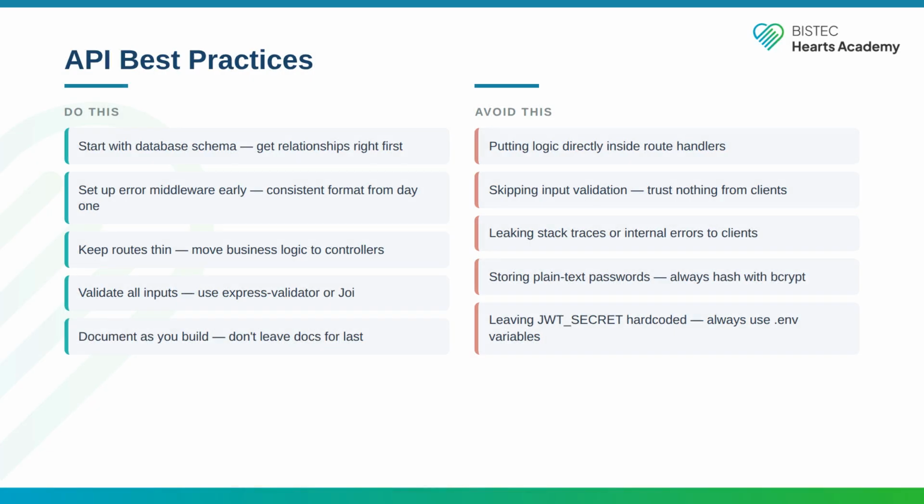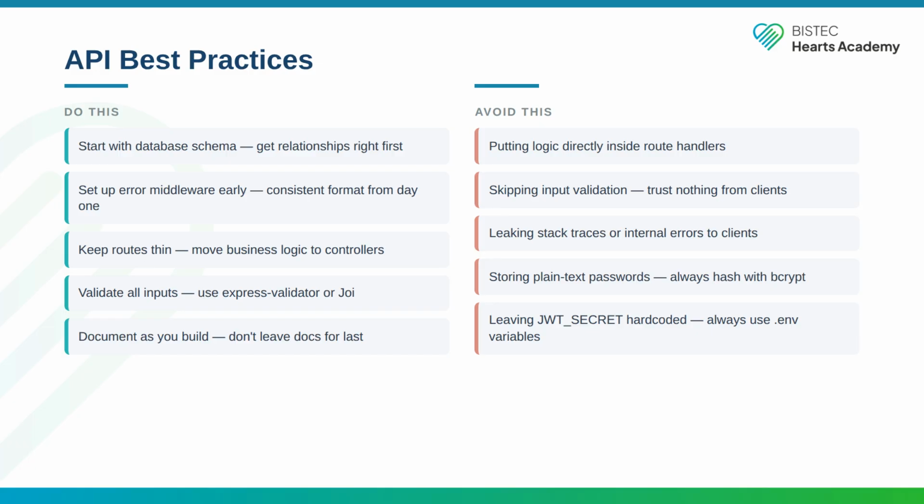A few patterns to follow and a few to avoid. Always start with the database schema and get relationships right before writing a single route. Set up error middleware early so every handler has consistent error responses from the beginning. Keep your routes thin. Route files should only call controller functions, not contain business logic. Validate all inputs. Express Validator and Joi are excellent for this. And document as you build, not after.